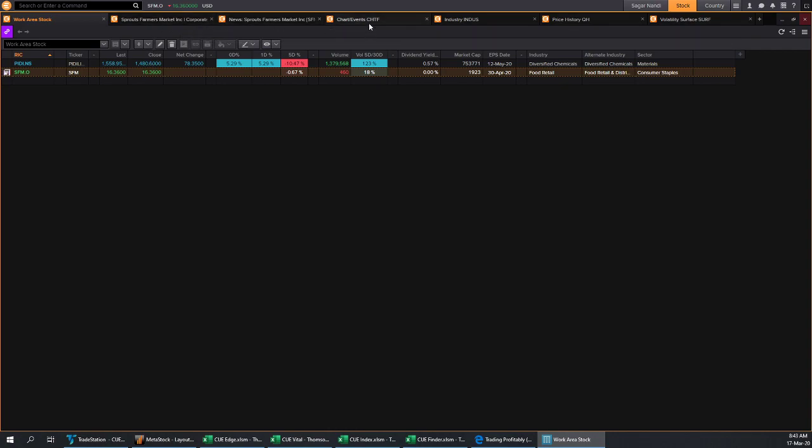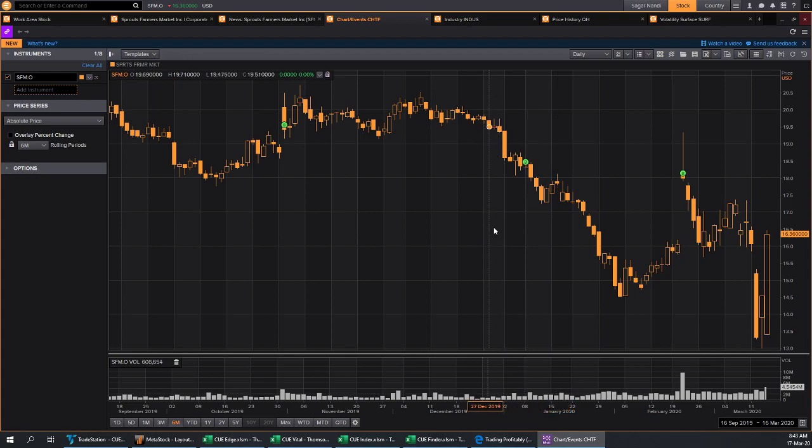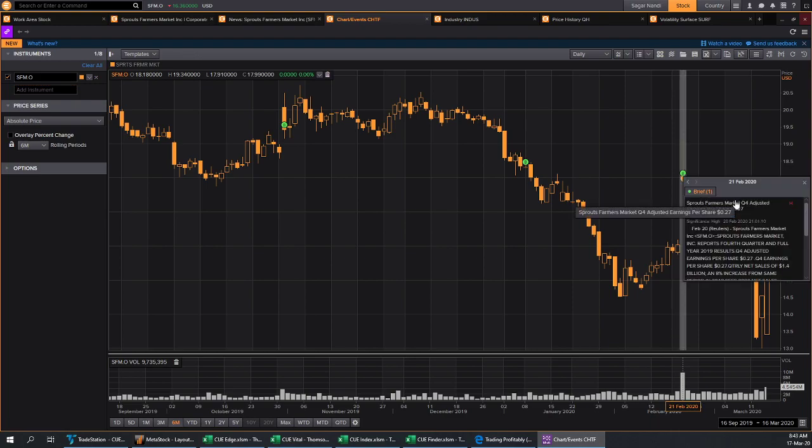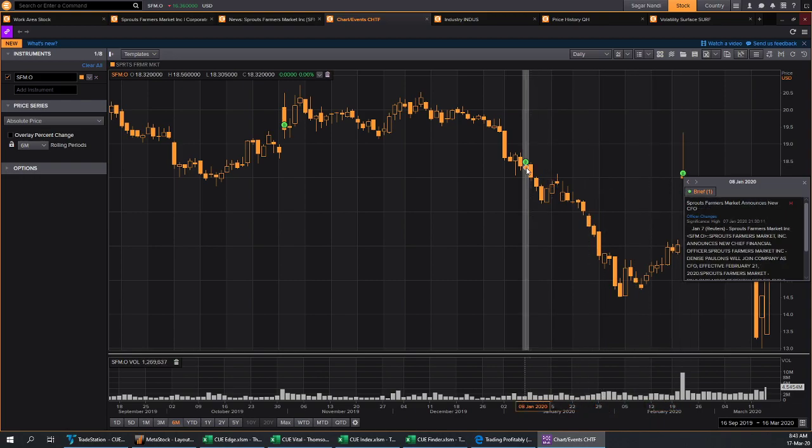Few things that I look at. This is a very simple chart. I am not using it for charting, but Zenith shows the important events that took place, not necessarily only earnings. In this case it happens to be earnings, Sprouts Farmers Market quarter 4 earnings, but it shows other events also.